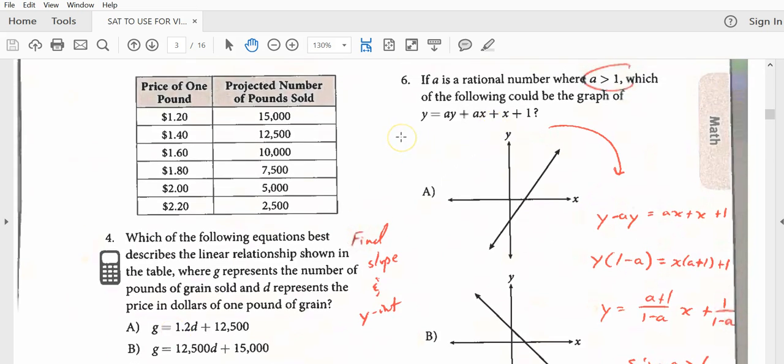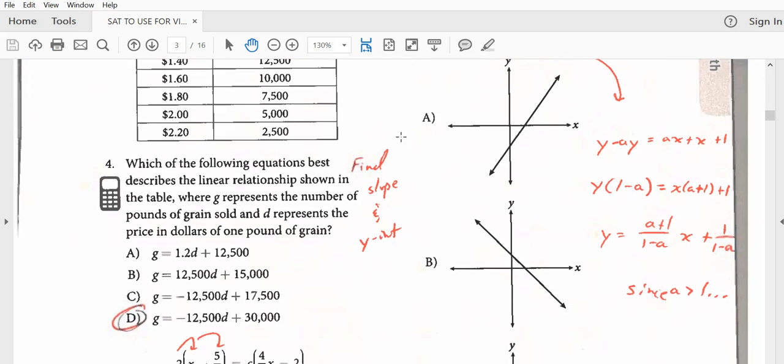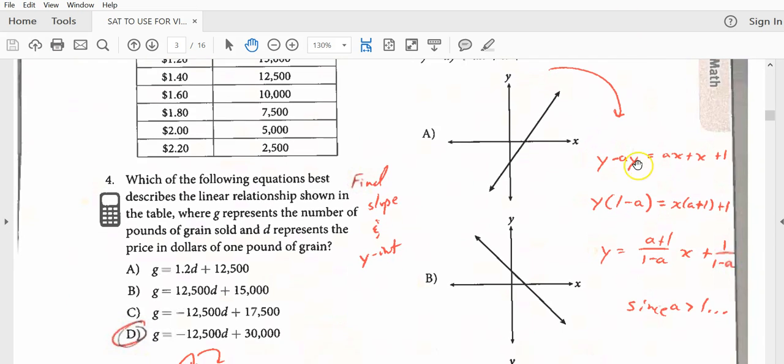Okay, question 6, we have if a is a rational number where a is greater than 1, which of the following could be a graph of that equation? So it's not much use to us there. So if we kind of rework it a bit, it's linear, we see all the variables have an exponent of 1, a is just some number, we can go ahead and try and make it look a little bit more friendly to us. So let's get y by itself. So we could subtract it over, factor out the y, factor out our x, and then divide everything by 1 over minus a. Then we kind of see that we got something positive here.